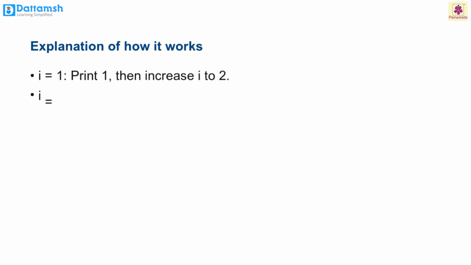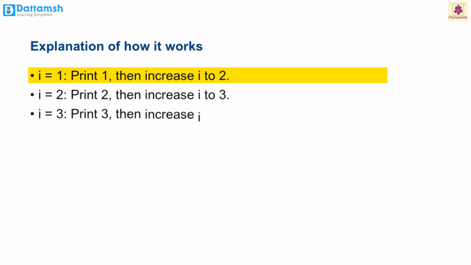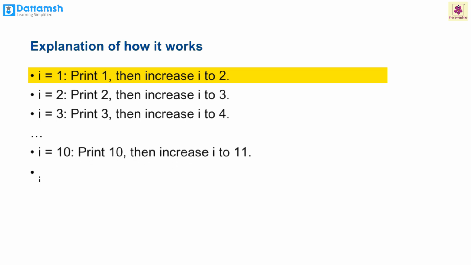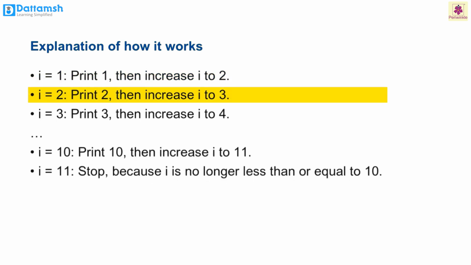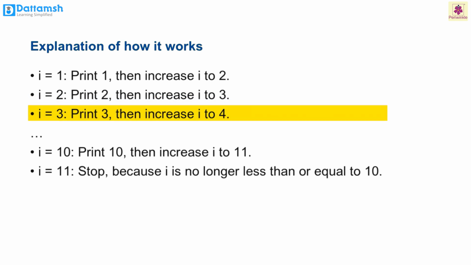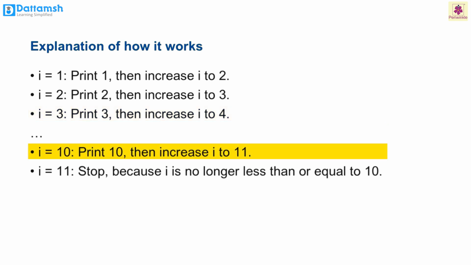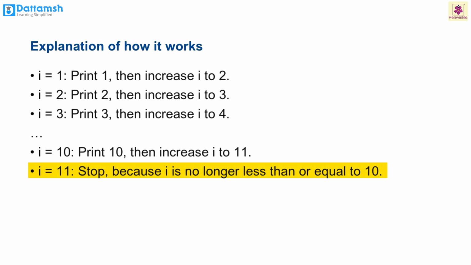Explanation of how it works. I is equal to 1, print 1, then increase I to 2. I is equal to 2, print 2, then increase I to 3. I is equal to 3, print 3, then increase I to 4. This goes on till I is equal to 10, print 10, then increase I to 11. I is equal to 11, stop, because I is no longer less than or equal to 10.